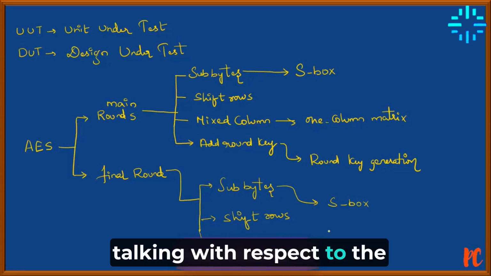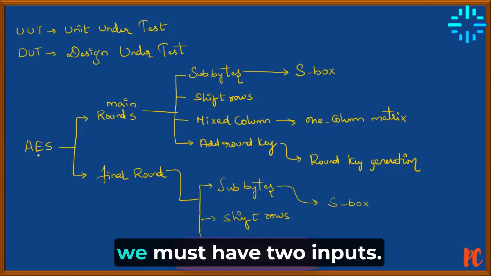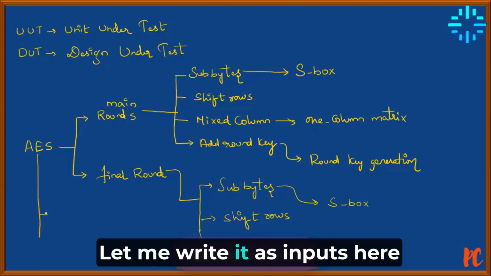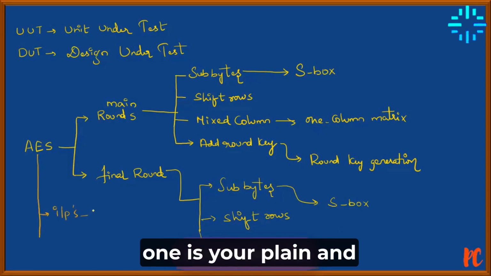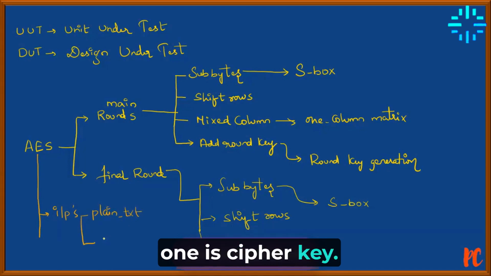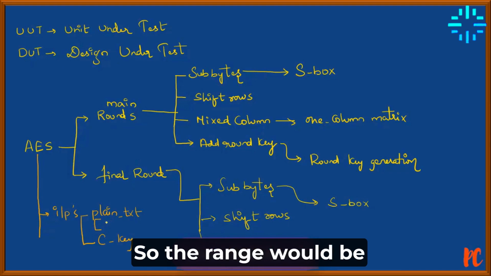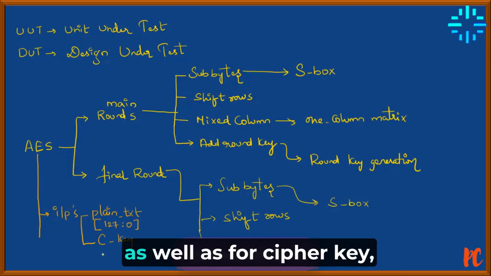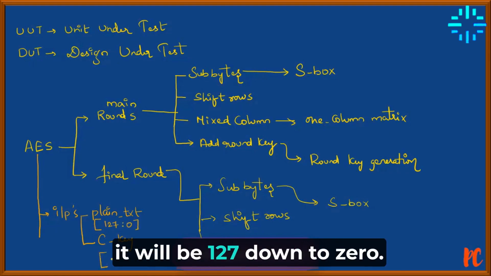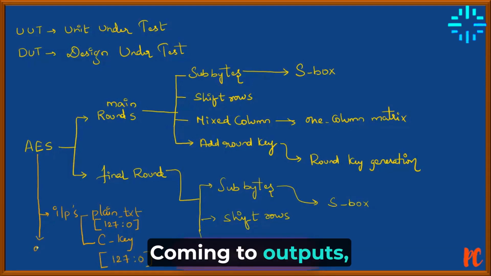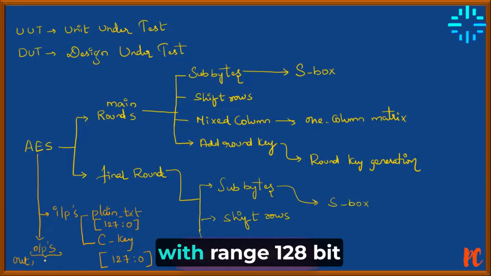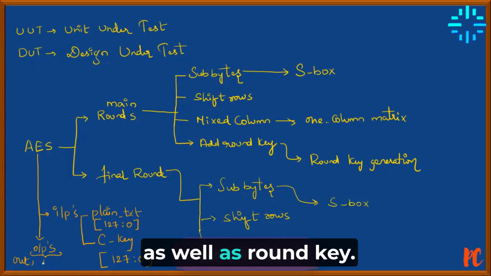Now talking with respect to the ranges of the port list, we must have two inputs. Let me write it as inputs here. One is your plain text and one is your cipher key. As seen, we have taken an example with respect to 128 bits. So the range would be 127 down to 0, as well as for cipher key, it will be 127 down to 0. Coming to outputs, we will be having one out with range 128 bit as well as round key, right?